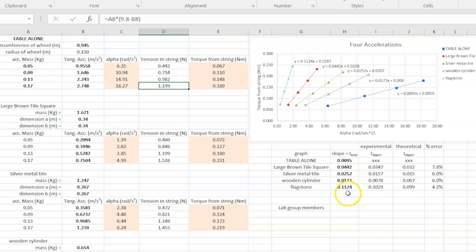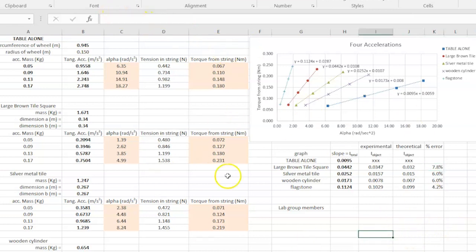And once I enter those slopes, which is the inertias of the spinning table plus the objects, then I subtract out, here you can see in my equation, I'm subtracting out the inertia of the table alone to get my experimental value of the inertia of the object. And then compare that to the theoretical value, which is calculated using the formula in table 10-2. And then this is the formula that calculates the percent error.